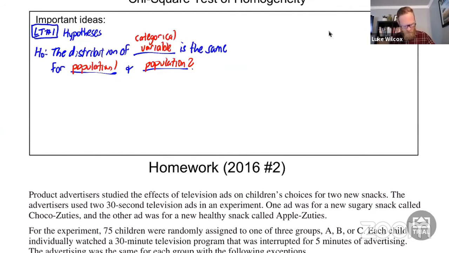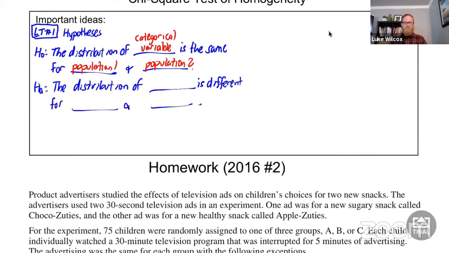Okay, and then your alternative is essentially going to say the opposite here. The distribution of whatever your categorical variable is different for population 1 and population 2. You just have to fill in the blanks.